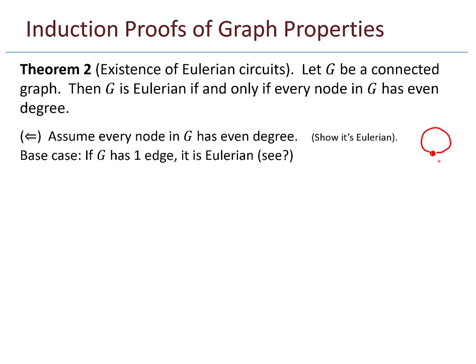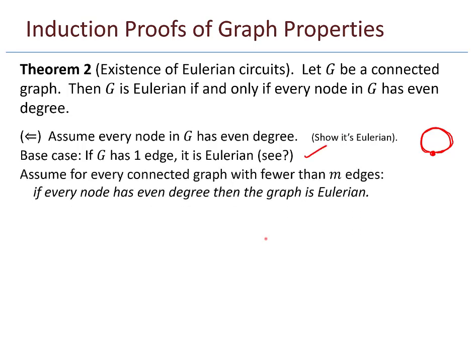And does this thing have an Eulerian circuit? Yes, it does. I start at the vertex, I travel along the edge, and I end up back at the vertex. There we go, an Eulerian circuit. Base case, handled. Now, the induction hypothesis.